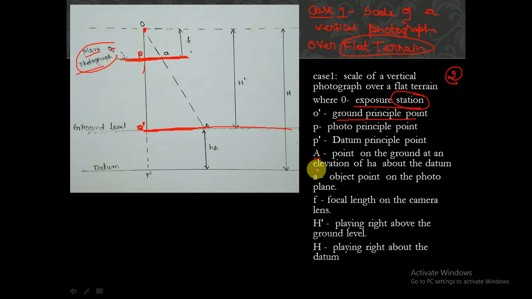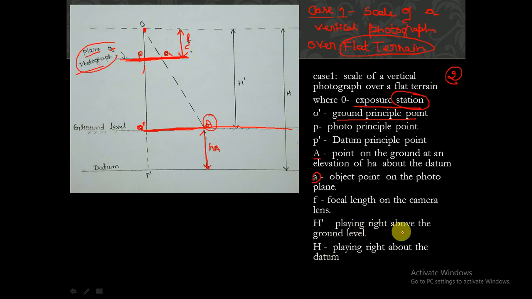Then A is a point on the ground at an elevation of HA above the datum. This is the point A, a point on the ground at a height HA from the datum level. Then small a is the object point on the photo plane. F is the focal length of the camera lens. This is F, the focal length of the camera lens.